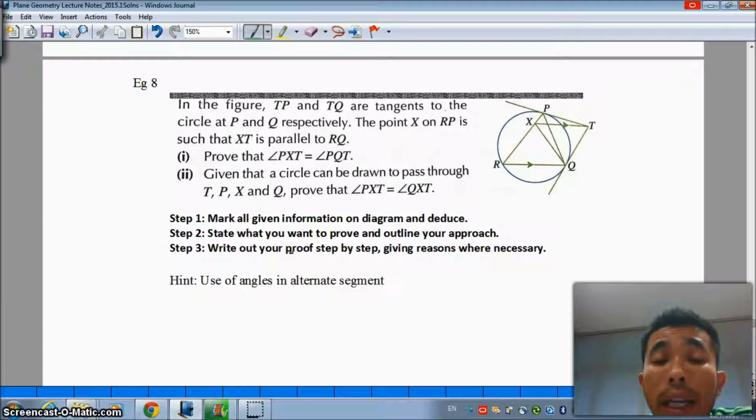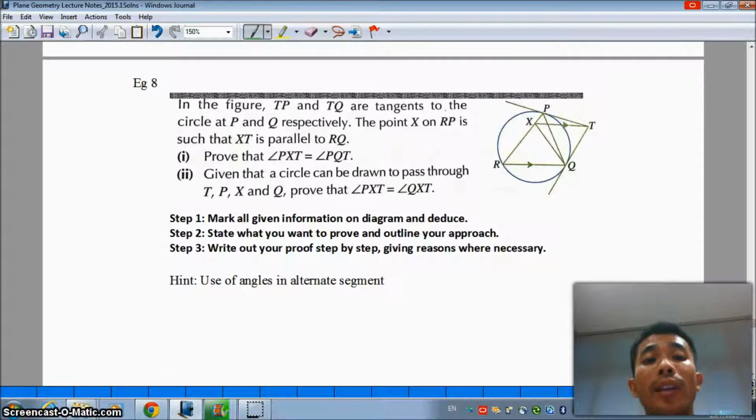Hi everyone, we have finally come to the very last example, still on method 4, which is the use of angle in alternate segment. Read the question carefully and put whatever useful information is given on your diagram. Pause the video for 1 minute and do that now. Assuming you are done, I'm going to do mine.